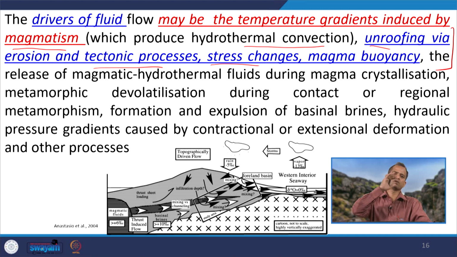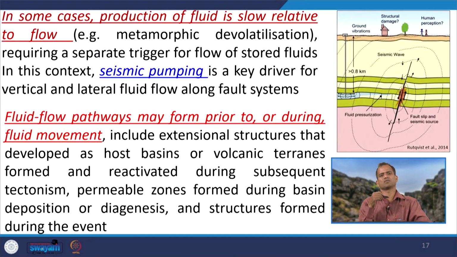That means on unroofing via erosion, we are releasing the stress, releasing the overburden pressure, so that this fluid is coming up. So, these are the drivers of taking these fluids from lower level to upper level. And in some cases, production of a fluid is slow relative to its flow. So, we need a flow, but its production is slow, and particularly in this case it is the metamorphic devolatilization.